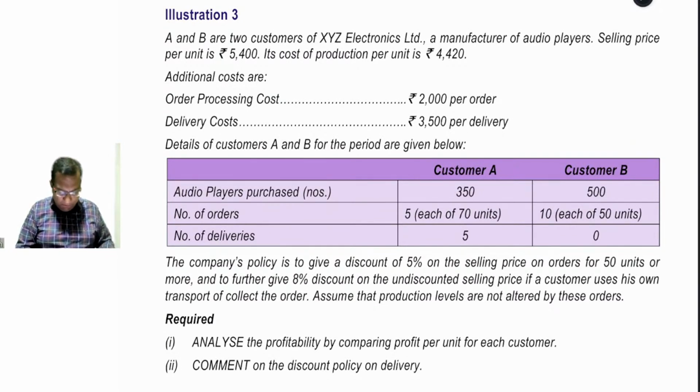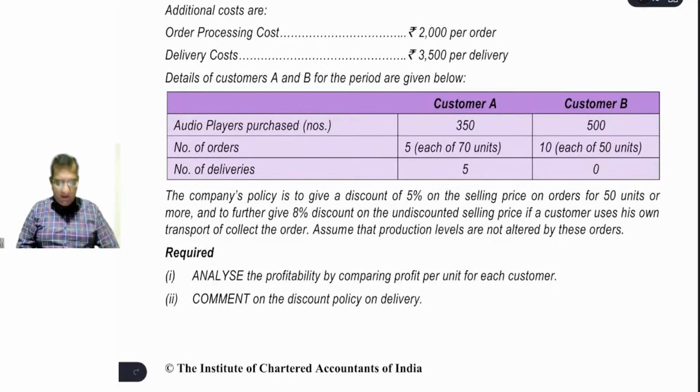Number of orders. In one, there are 5 orders, and each order consists of 70 units. So 70 into 5, 350. Here 50 units have been ordered in a single order, and there are 10 orders, that is 500. Number of deliveries 5 and 0. Why 0? Please wait. The detail will be provided by the question.